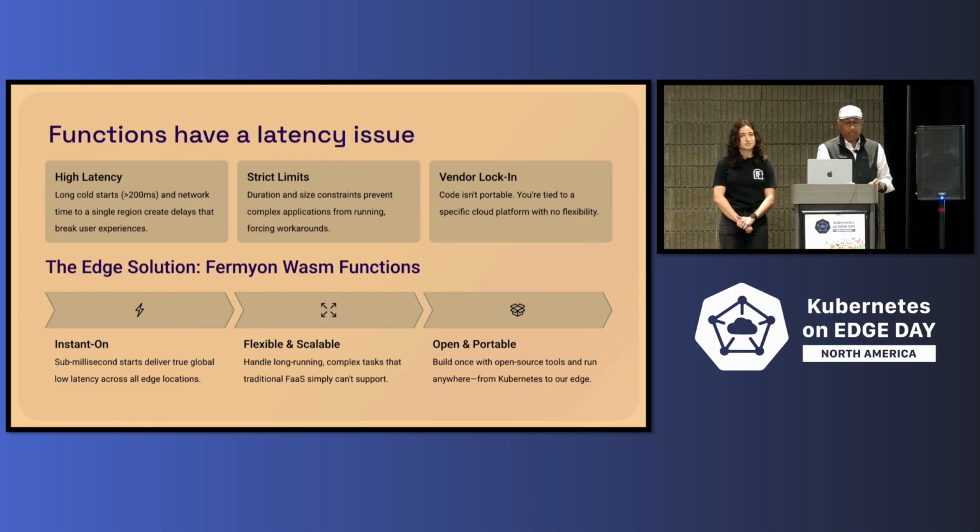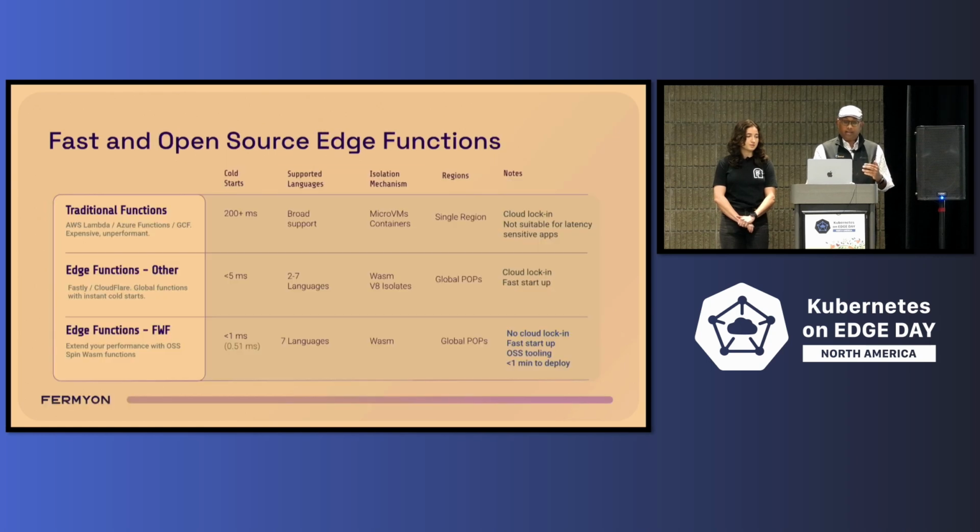So we've solved elasticity, and now we're solving proximity. Most serverless functions weren't built for real-time UX. We see three constraints: high latency, strict limits, and vendor lock-in. So all of these contribute to the time it takes. Edge functions flip that: instant on, sub-millisecond start, flexible and scalable, can run complex and longer logic, open and portable when built with open source, and run from Kubernetes to the edge. The answer to latency isn't a bigger region, it's proximity and a faster runtime.